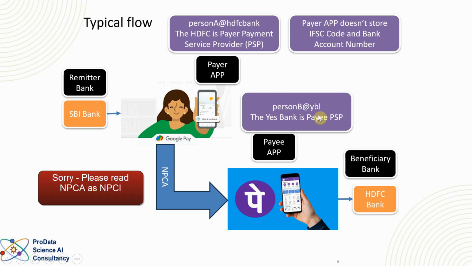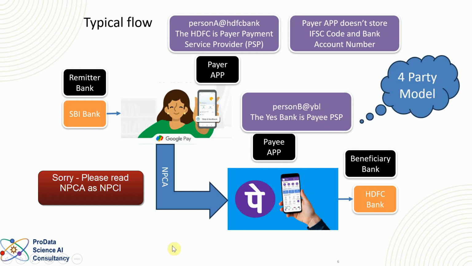So that's how this is also called a four-party model. Which are the four parties? Remitter bank, payer PSP, Payee PSP, and the beneficiary bank. So that's how you get four parties. And NPCI obviously is in between.